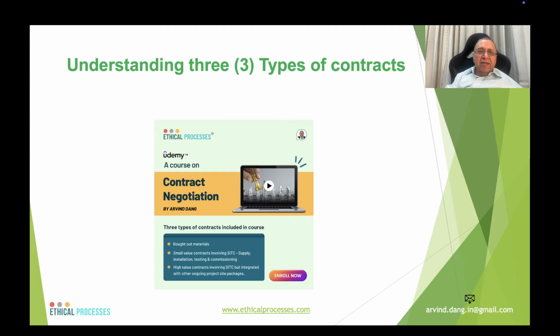Let's understand first of all that there are three types of contracts in any business. One is the bought materials, second is supply, small value contracts involving supply, installation, testing, and commissioning. And thirdly, high value contracts involving supply, installation, testing, commissioning, but having integration with other ongoing packages at the site. Of course, there can be service contracts also.